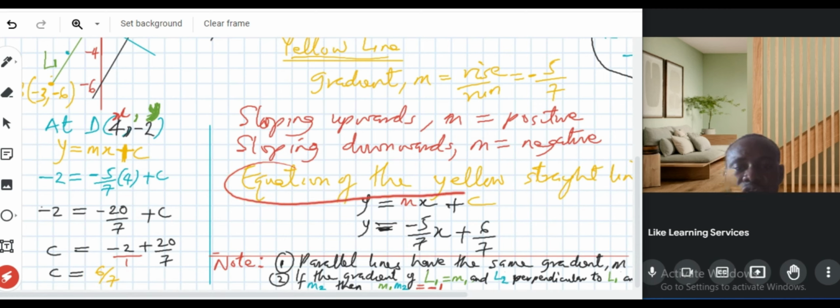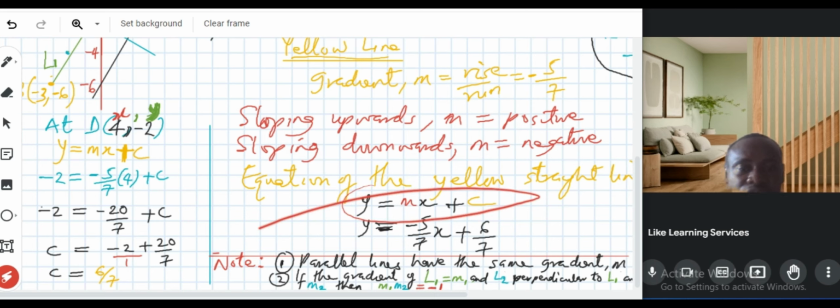So the equation of a straight line is always y equal to mx plus c. So all we need to do is to rewrite this and substitute for m and for c. That's the essence of getting the intercept. After finding the gradient, the next thing is to get the intercept. Once we have the gradient and the intercept, we can write the equation of the straight line.